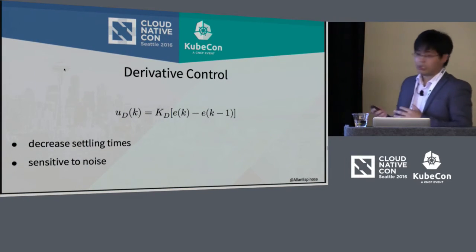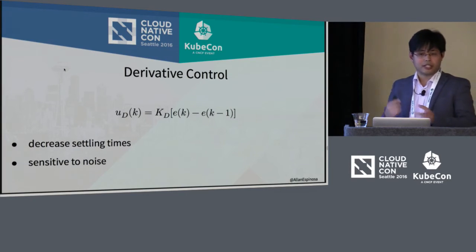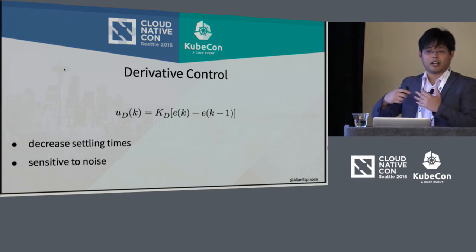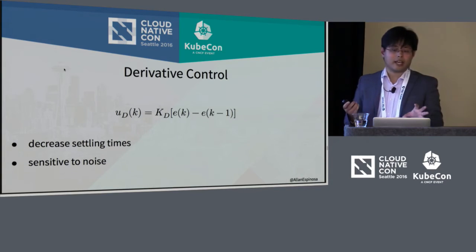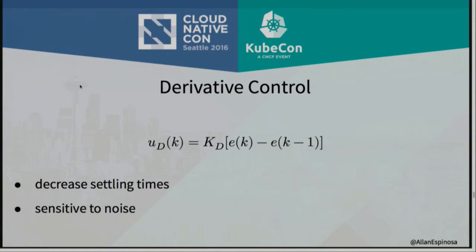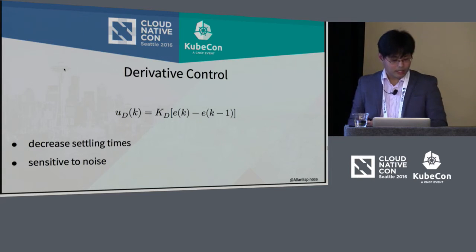Another controller you can use to make it more responsive is to check for the change in error. So if your CPU utilization changes very fast, then you can respond to it very fast. But since it's fast, it's also very sensitive to noise. So in practice, people combine proportional, integral, and derivative controllers to get the performance they want in their controllers, or in this example, our autoscalers.